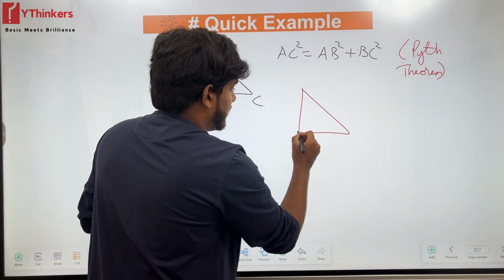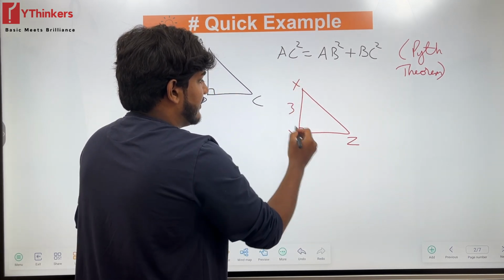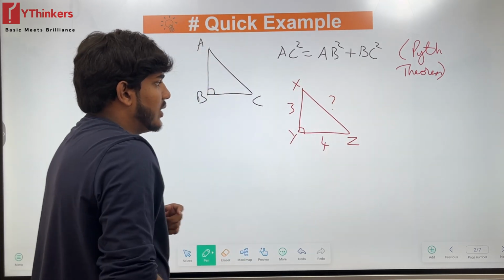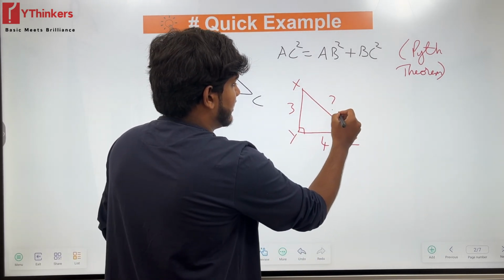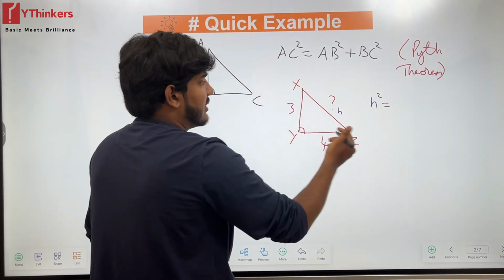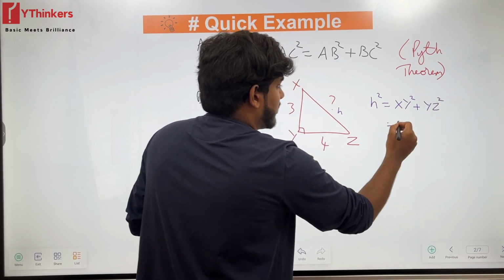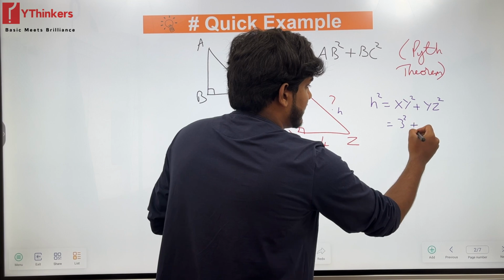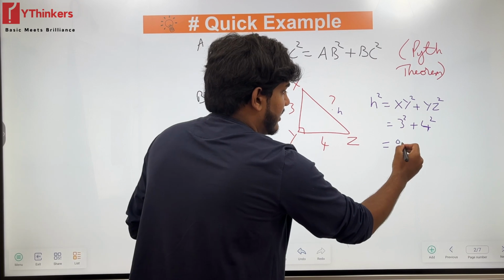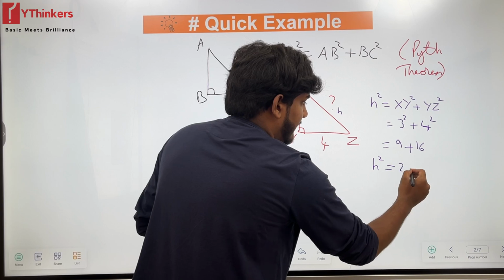Let's assume there was one triangle given, XYZ, and XY value is 3, YZ value is 4, and they're asking you what is the hypotenuse value. Let me assume this is h, hypotenuse. So h square is equal to the perpendicular square, which is XY square, plus YZ square. XY square is 3 square, plus YZ is 4 square. 3 3s are 9, 4 4s are 16. So h square is equal to 25.